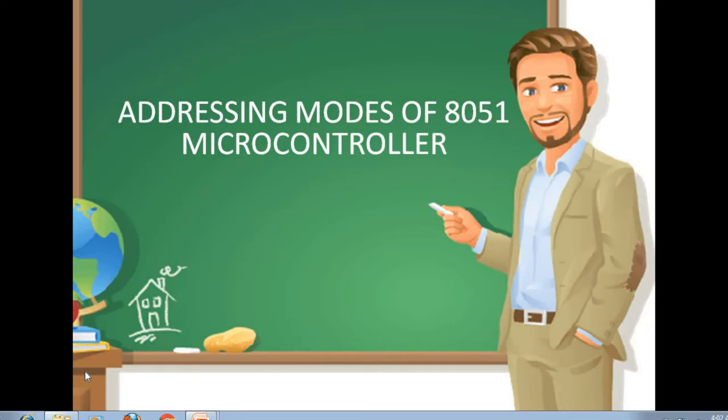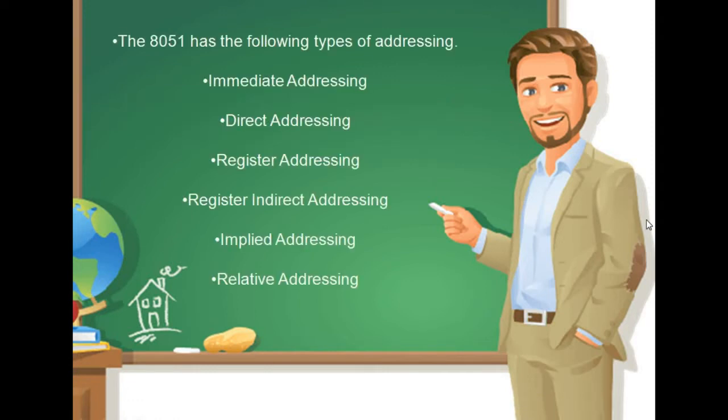So coming to the addressing modes of 8051, we have six addressing modes: immediate addressing mode, direct addressing mode, register addressing mode, register indirect addressing mode, implied addressing mode and relative addressing mode. These are the 6 addressing modes of the 8051 microcontroller.